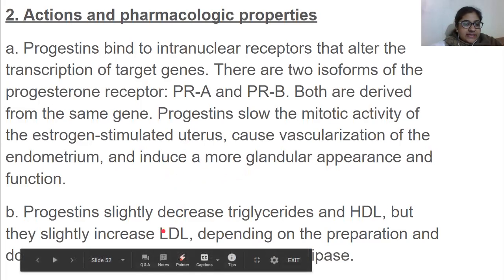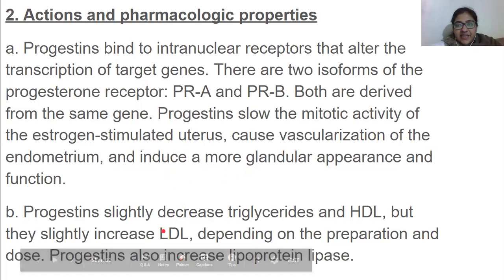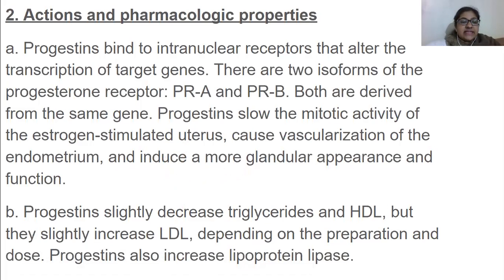Progestins slightly decrease triglycerides and HDL, but they slightly increase LDL depending on the preparation and dose. If you want to know more about HDL and LDL, you should watch the video which I'll upload in a while. That would be related to the cardiovascular system. It is actually made for your juniors, but you can also look at it.